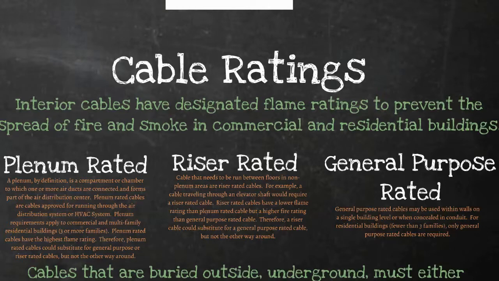Plenum rated cables have the highest rating and general purpose has the lowest rating. The cable rating is important because based on the building type and the locations of where the wires must run, you must adhere to certain rating standards. Each type of cable we mentioned earlier will have a rating. For example, an 18-4 security wire could have a plenum rating, a riser rating, or a general purpose rating. Let's take a look at each rating category.